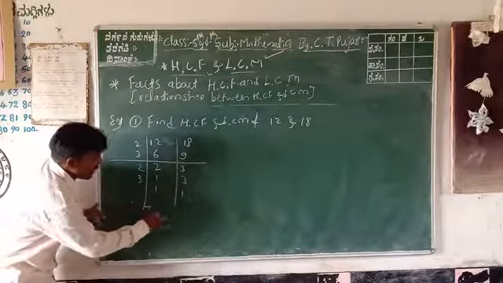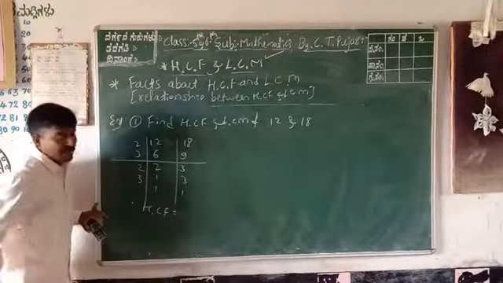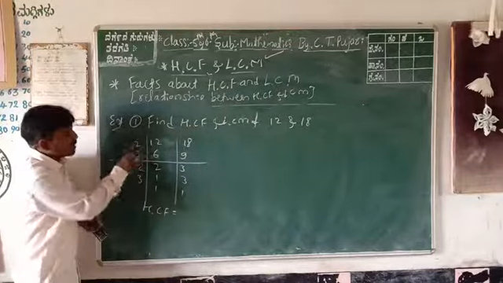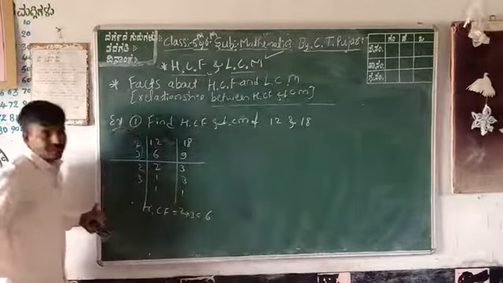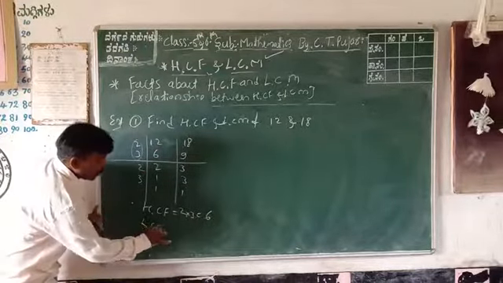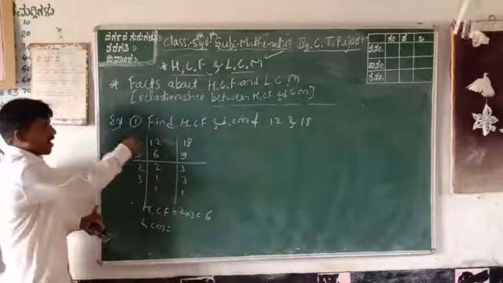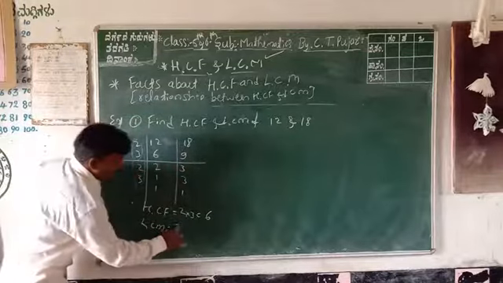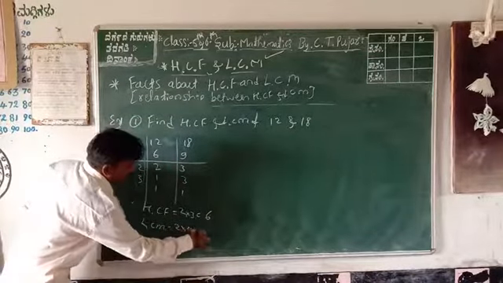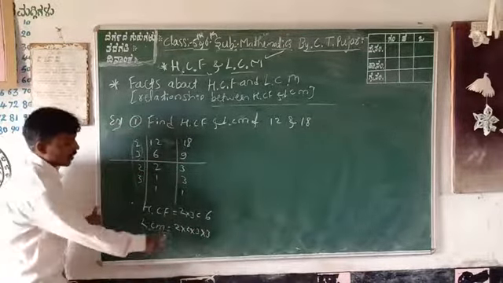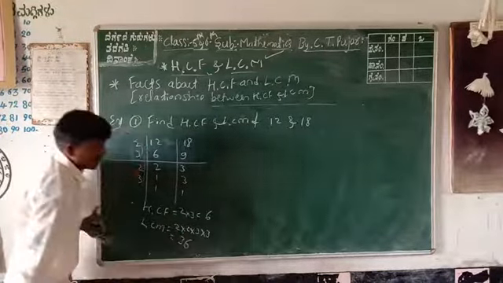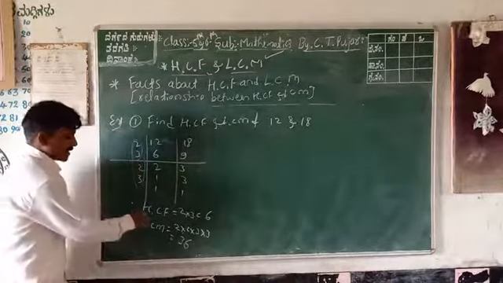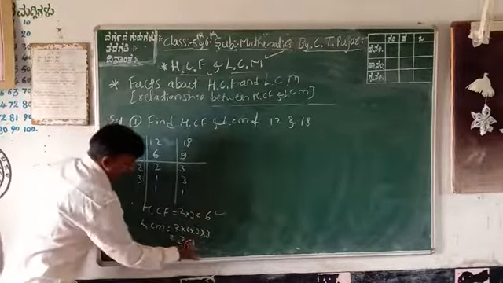Therefore, HCF is equal to the highest common factors, which are only 2 and 3. 2 into 3 is equal to 6, HCF. But LCM is equal to the product of all these things. Therefore, 2 into 2 into 3 into 3. 2 2s are 4, 4 9s are 36. HCF is 6, LCM is 36.